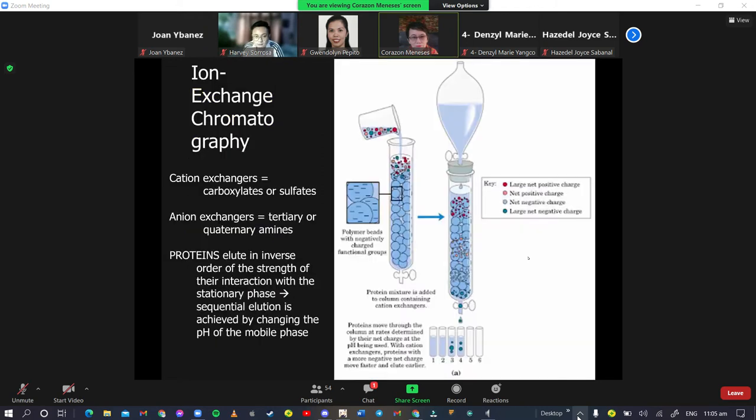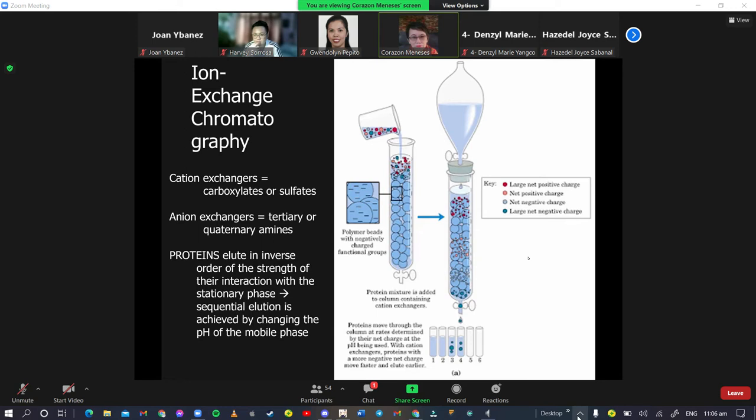And this is ion exchange. You can manipulate the solution used. Then you know whether you will use a cation exchanger that will attract negative, or an anion exchanger that will attract positive. The cation exchanger will attract the positive because sulfate is the base. But the anion exchanger, it is base, so it will attract the negative. Okay, so positive, the negative.